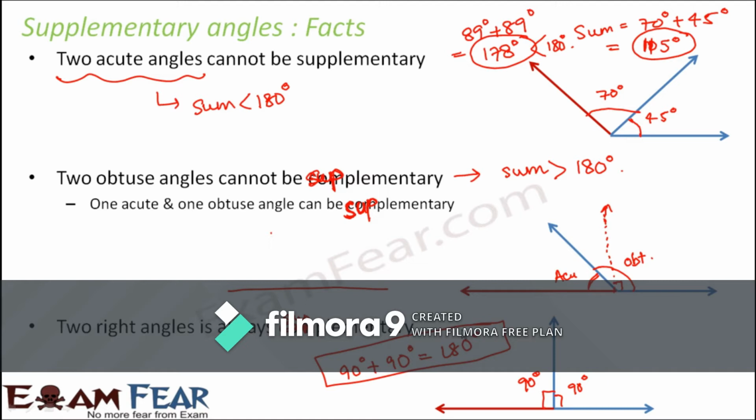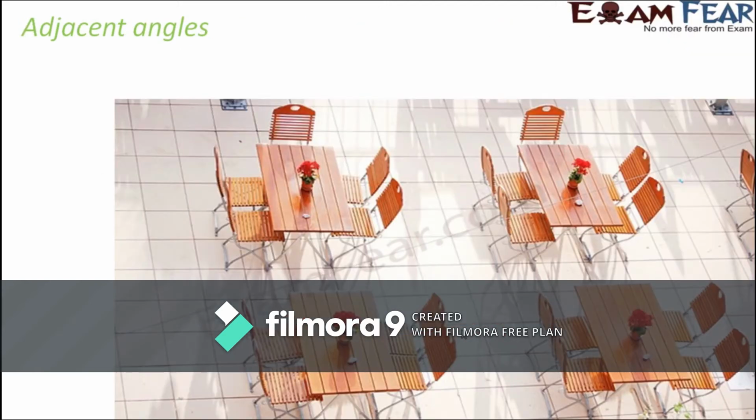Yeah, so these were a couple of things with regards to complementary and supplementary angles. Now, what do we mean by adjacent? Even before we talk about adjacent angles, let's first understand what adjacent is. Now, what do you see on the screen? We see maybe a restaurant or a dining hall where you have tables and chairs where people can sit and eat or maybe have coffee or something like that.